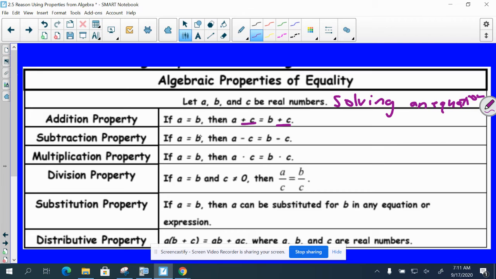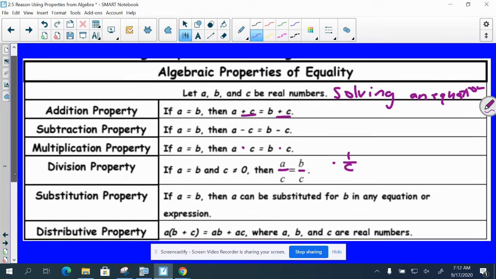The subtraction property is the same thing. We can subtract a number from both sides of the equation. Since it's equality, whatever you do to one side, you have to do to the other. For multiplication, it's the same thing except you're multiplying by that number. And then for division, you're dividing by that number. Or, you can also multiply by the fraction 1 over c, like 1/3, or multiply by 1/4. That's the same thing as dividing by 4.